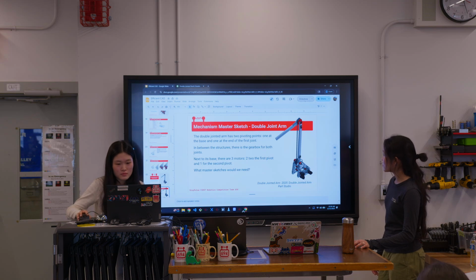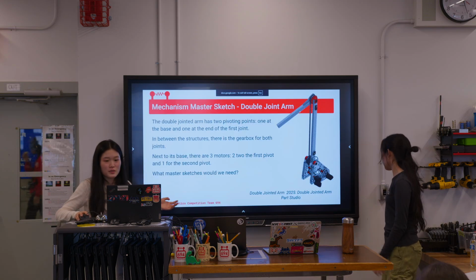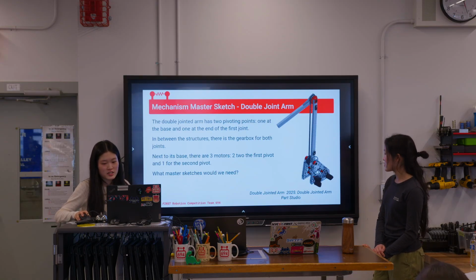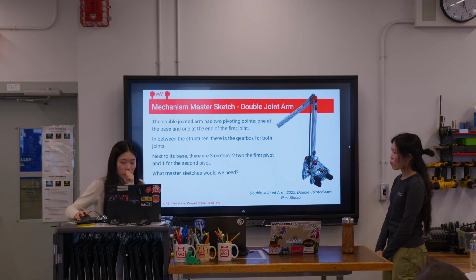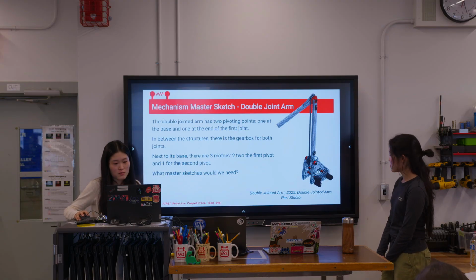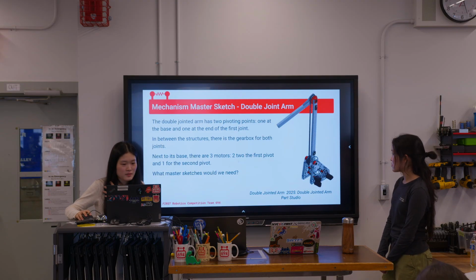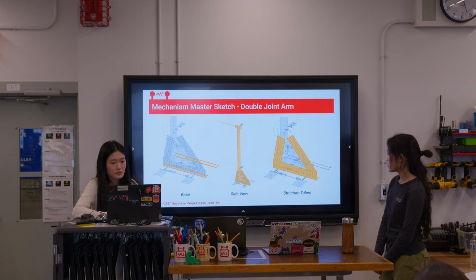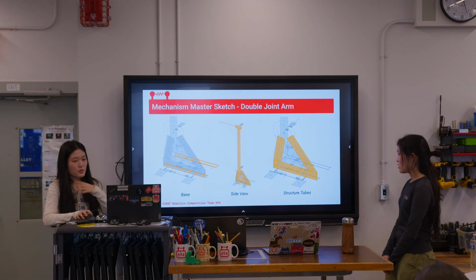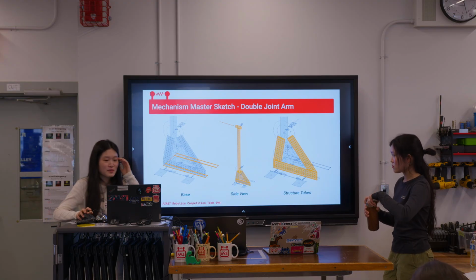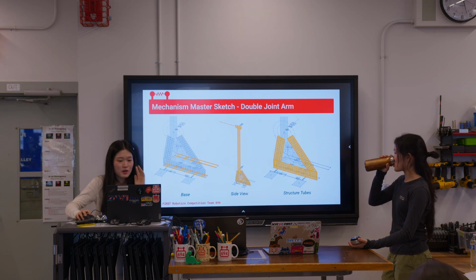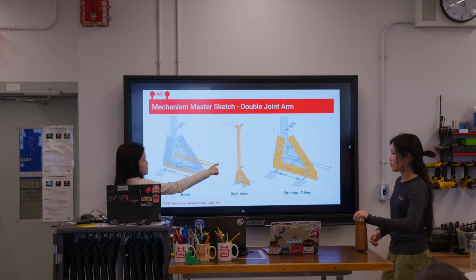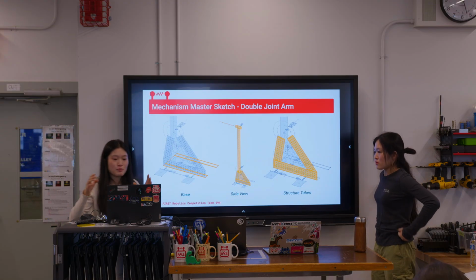The double jointed arm has two pivoting points, one here and one down here. In between the structures there's a gearbox, so all the reductions happen down here for both joints. Then there are three motors here for both the first pivot and the second pivot. I'll show you how the master sketch was done for this mechanism. This is the actual order in which I created the sketches. I was thinking, what is the most important viewpoint? But then I realized I should start with the base, because what I wanted parameterized was the distance between here, since I wanted to try making the most compact base possible.